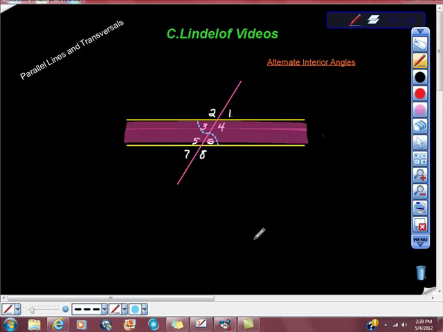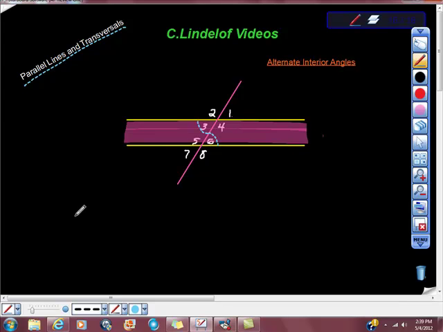Okay, a little bit of geometry today. So we're going to talk about alternate interior angles and alternate exterior angles. This is from Lines and Transversals. Please, please, please remember what transversals are.